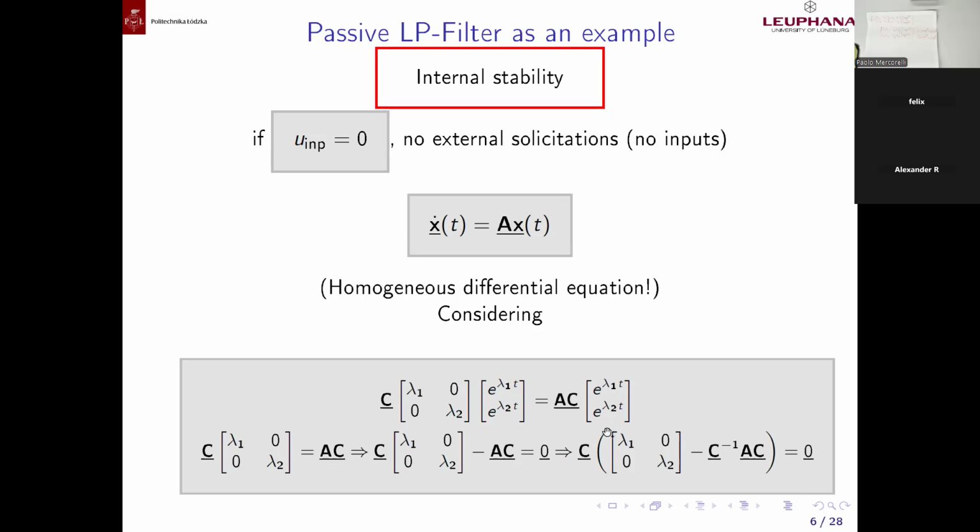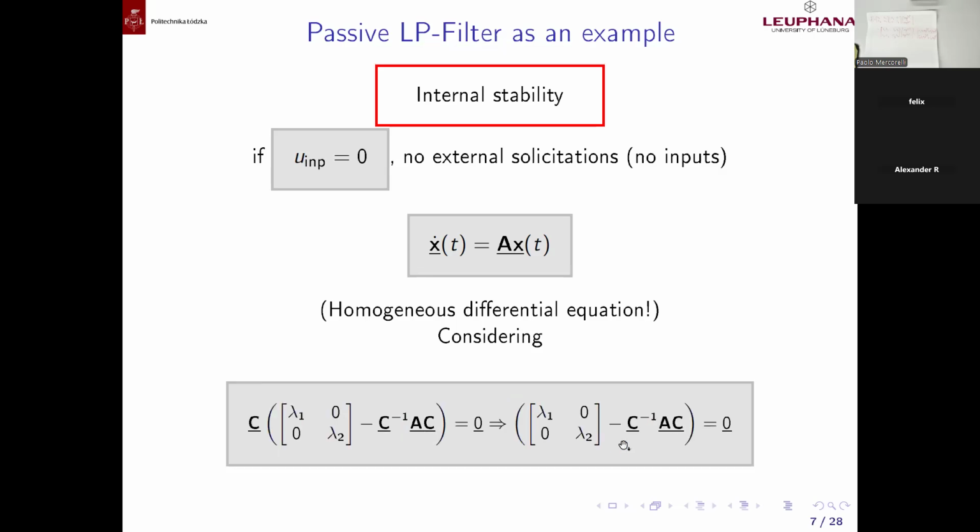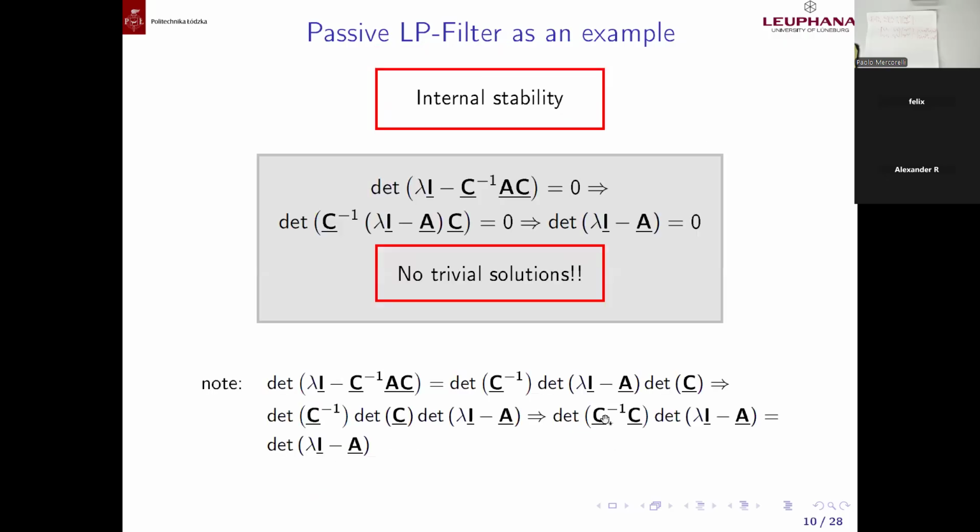Look here. Or better here. And if you remember, the condition is determinant equals 0. If the determinant equals 0, we avoid the trivial solution. No trivial solutions in this sense. And of course, from here to here is technical, in the sense we have to recall the property of the determinant.